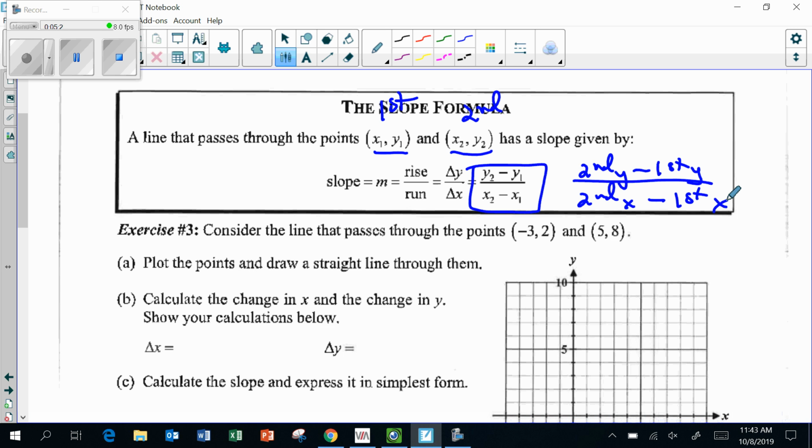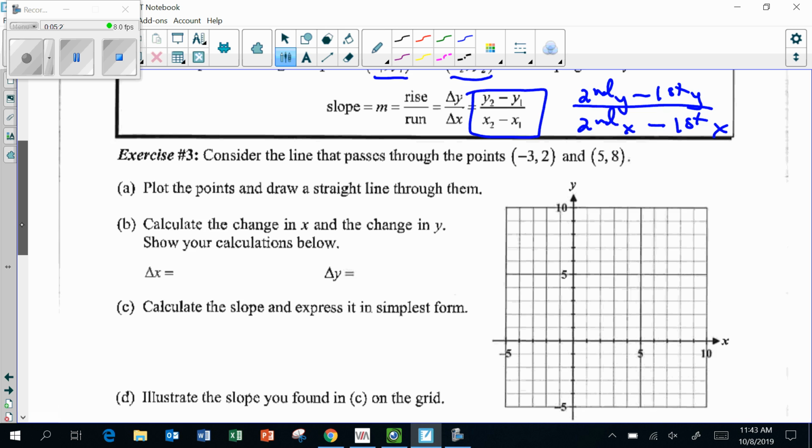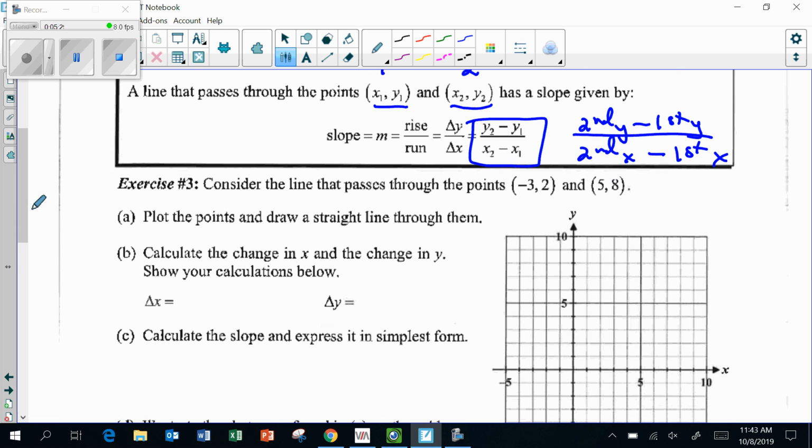And that's what that means. All right, but there is something that I would show you. So in the third exercise, consider a line that passes through the points (-3, 2) and (5, 8). Okay? Plot the points, draw a straight line through them.